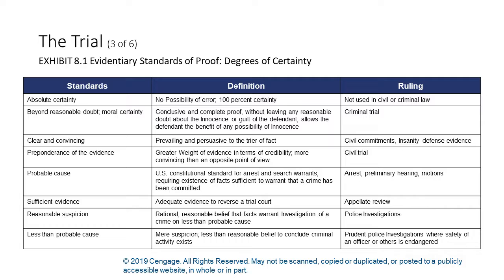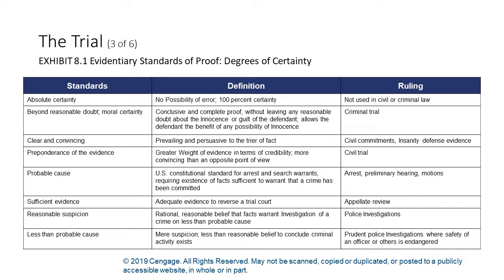That last one is for the search and frisk, where cops are allowed to stop and frisk and ask questions if they see that criminal behavior is afoot. That's what we're talking about, less than probable cause. Reasonable suspicion is like the next notch up for law enforcement. Probable cause is what you need to make any sort of arrest and to get a search warrant. Sufficient evidence is for the appellate court to review.